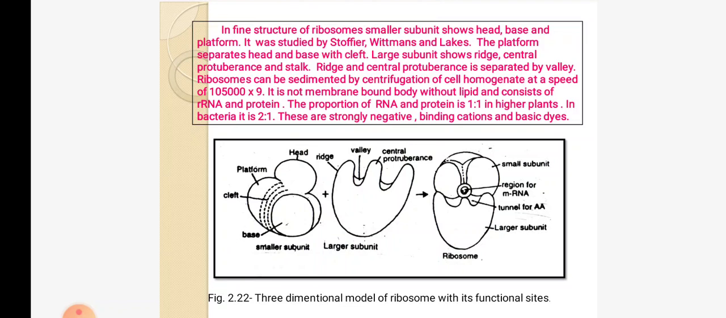Ribosomes can be sedimented by centrifugation of cell homogenate at a speed of 1,05,000 into g. It is a non membrane bound body without lipid and it consists of rRNA and protein. The proportion of RNA and protein is 1:1 in higher plants, while bacteria show a 2:1 RNA and protein proportion. These are strongly negative, binding cations and basic dyes.